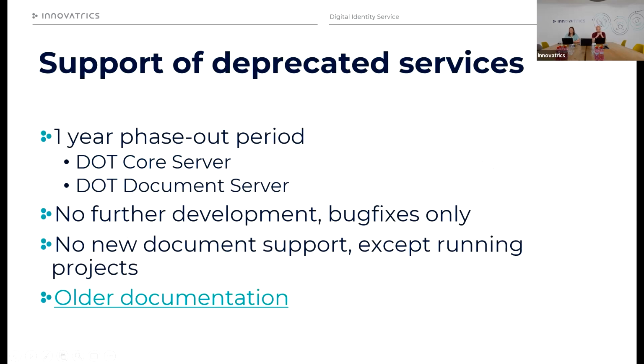And a lot of you would probably ask what is going to happen with the current components, the .core server and the .document server. So we are starting now a 1-year phase-out period. So we would like to see all of you migrate to the new API within 1 year. And we're here ready to help you with that. But of course, you know, this is up to discussion.